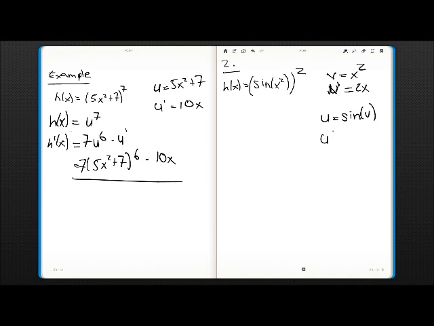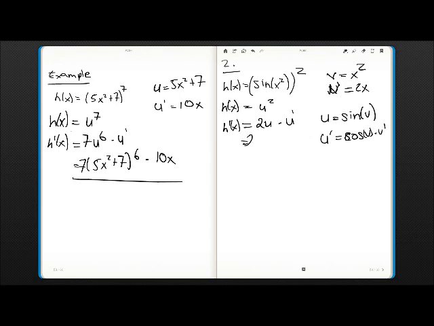And u prime would be cos v times v prime. And now let's just put it in again. So h of x equals sine of x squared, which is sine v, which is u. So it'll be u squared, and this is kind of simple. We know this. The derivative of this would be h prime of x equals 2 comes out of the front, and the power decreases by 1, times u prime.